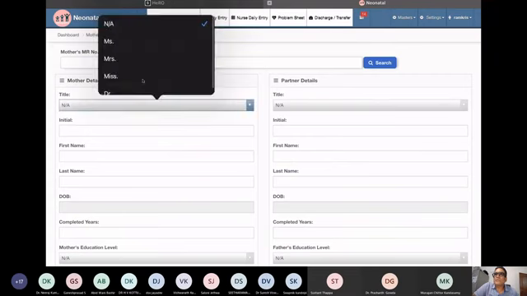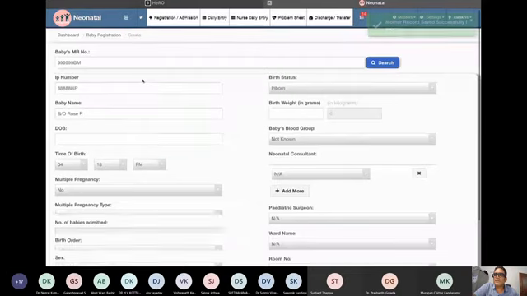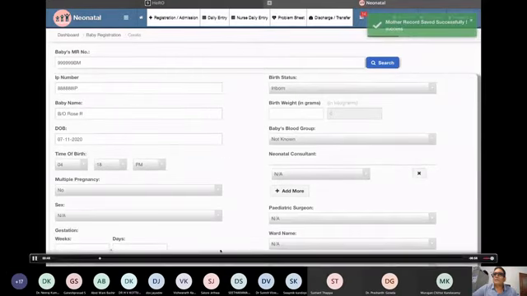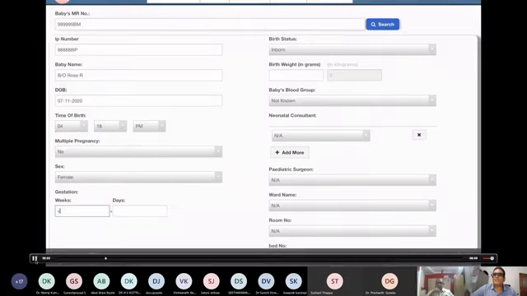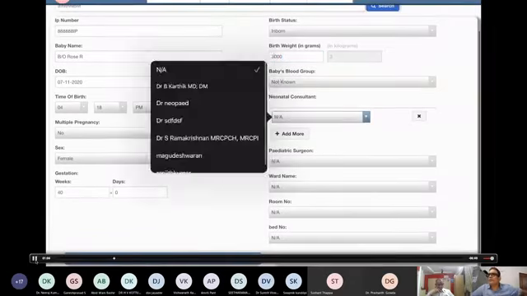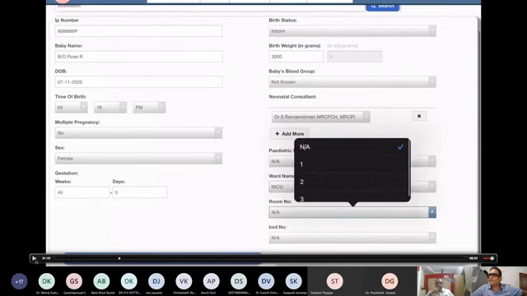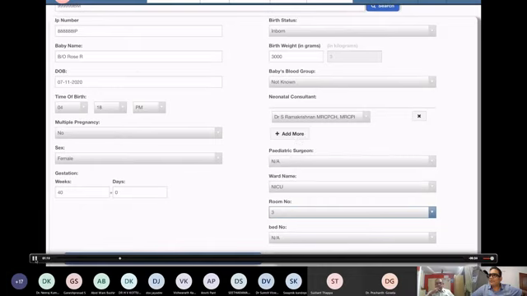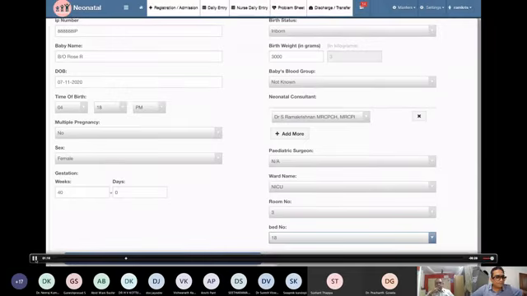So once I put in the basic numbers and the basic details, I'm calling this baby baby of Mrs. Rose. This is just a test. This is not a real baby. Then I register the baby and put in the basic details like the date of birth, the gestation, male or female, and also the weight of the baby. And I put in where I want the baby to be admitted, for example in the neonatal intensive care, room number 3 and bed number 18. This is the basic information that I fill in for each baby, which a nurse can easily do.